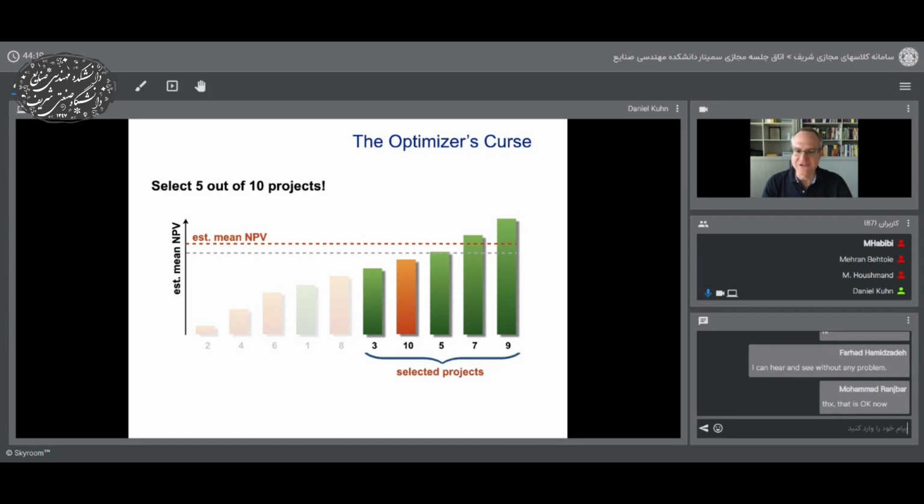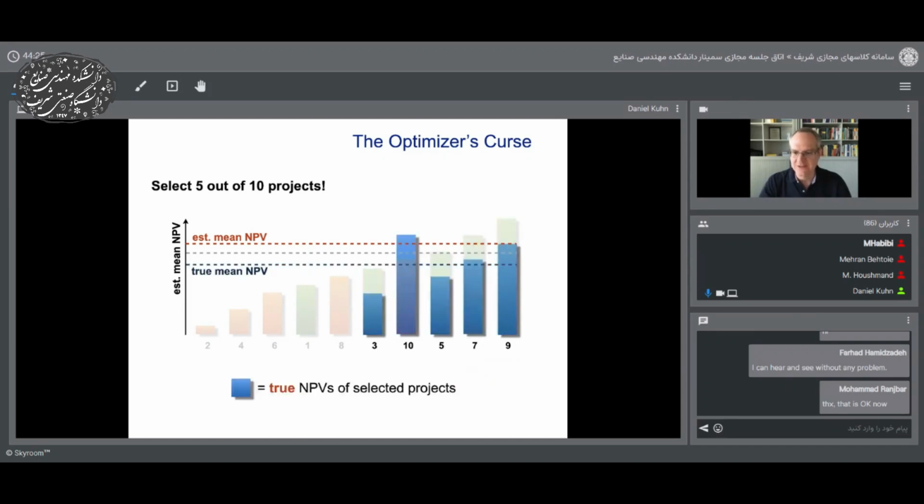Now, what will happen in reality? This we can figure out by looking at the true net present values of the 5 selected projects, which look like that. And the average of the true net present values is visualized by the blue dashed line here. And of course, it is necessarily smaller than the theoretical maximum, visualized by the gray dashed line, which could have been achieved under perfect information.